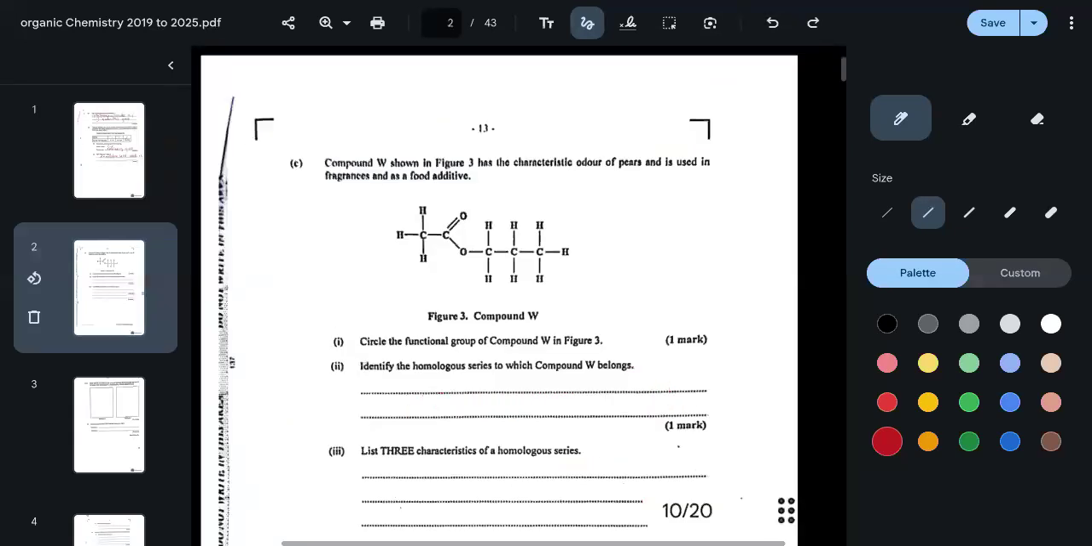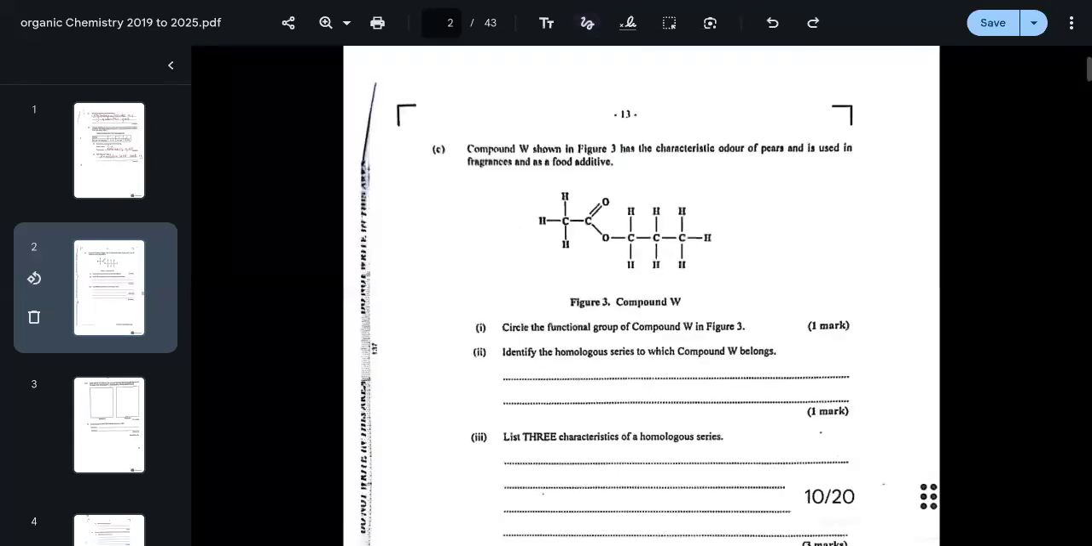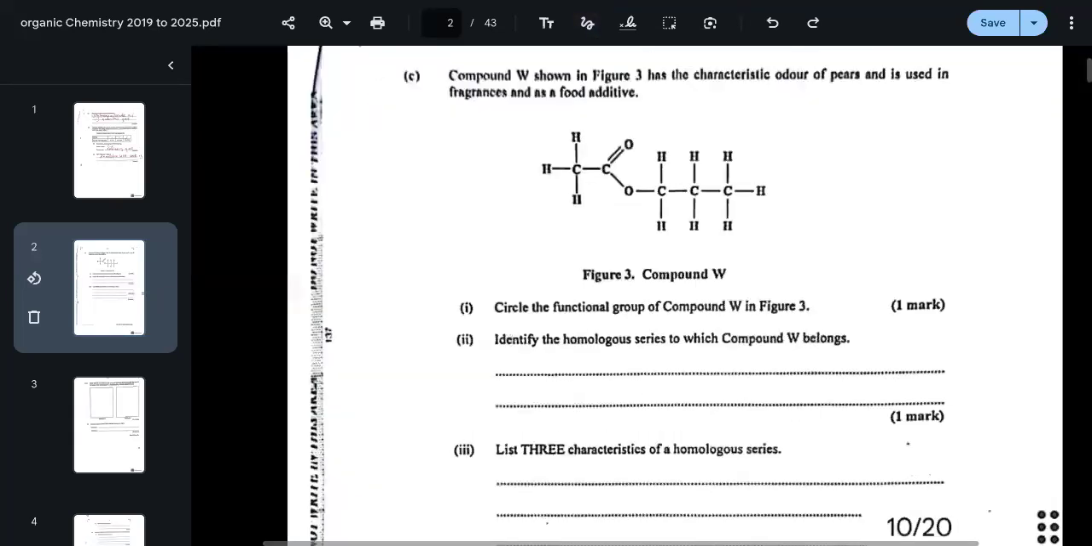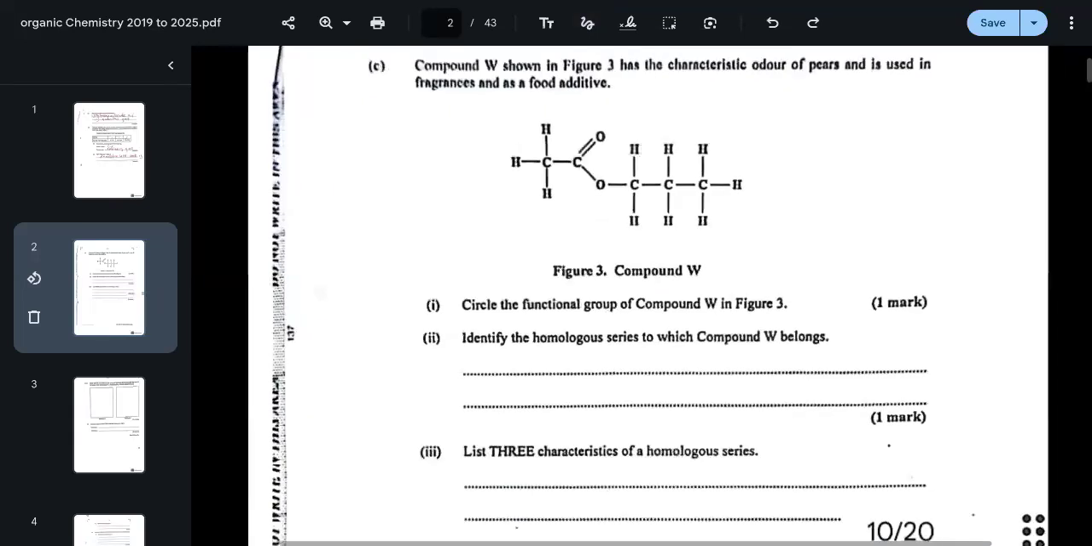All right, so question two now. We have to learn to interpret and analyze questions. So let's go. It says compound W shown in figure 2 has the characteristic odor of pears and is used in fragrances and as a food additive. This is a hint, but I will tell you why it is a hint because I did not tell you during class.